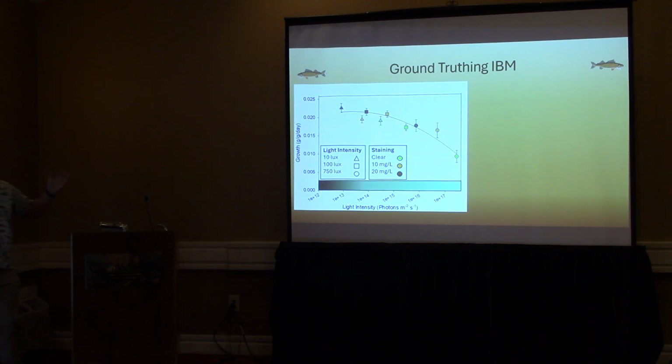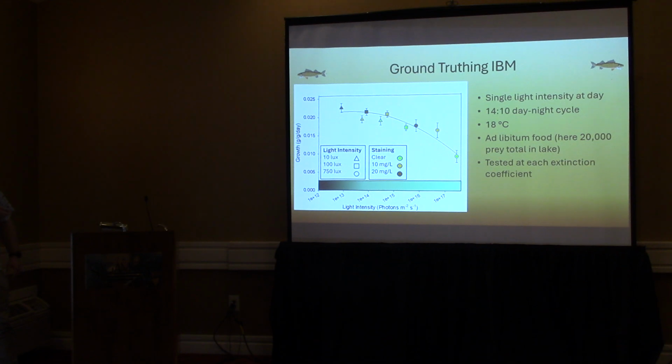So here, we wanted to try and mimic this in our model. We took our single light intensity at each day, put that at the surface light intensity, and kept that throughout the water column as we did in the tanks. We did this under a 14-10 day-night cycle at 18 degrees Celsius, with the minimum food. So basically here we just threw in 20,000 prey, and then tested this in each extinction coefficient to get an idea of where those growth rates within the model lie compared to what we actually observed in the lab conditions.